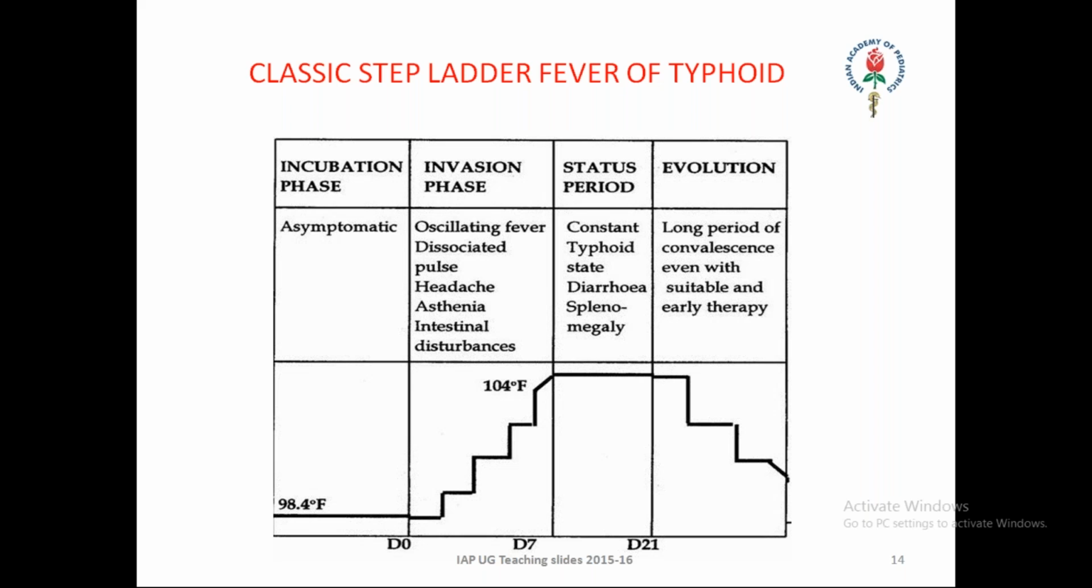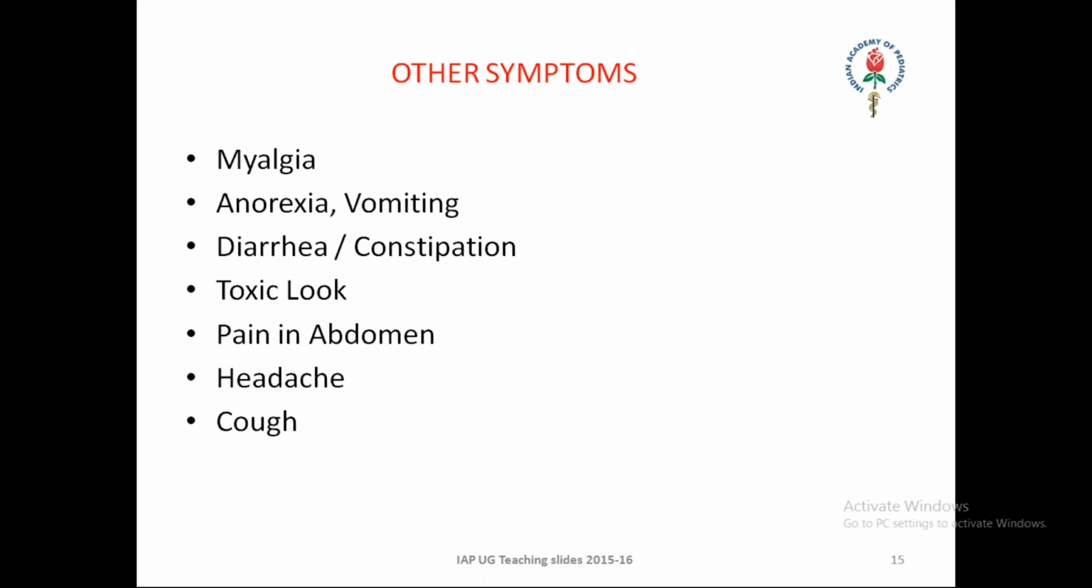And the status period is usually from day 7 to day 21. It is a constant typhoid state, and diarrhea and splenomegaly might be present. And in the evolution phase, from day 21 onwards, long periods of convalescence, even with suitable and early therapy, are seen. Other symptoms are myalgias, anorexia, vomiting, diarrhea, constipation, and presence of toxic look, which is one of the major features of typhoid fever. We can see toxic look as the most common manifestation in children, along with pain abdomen, headache, and cough.